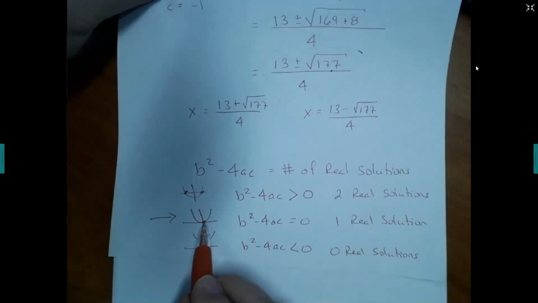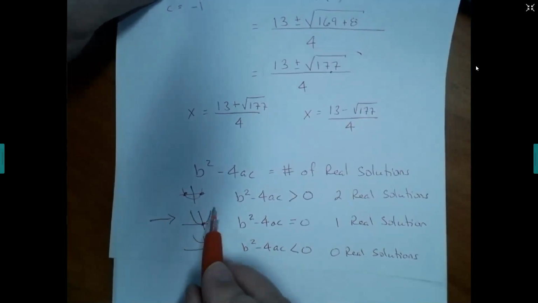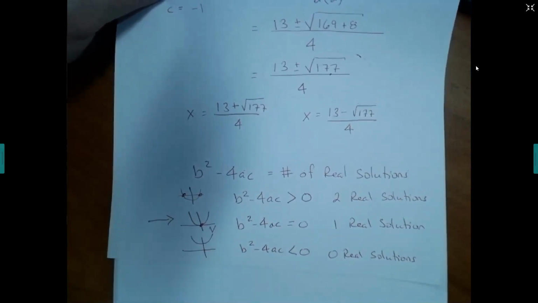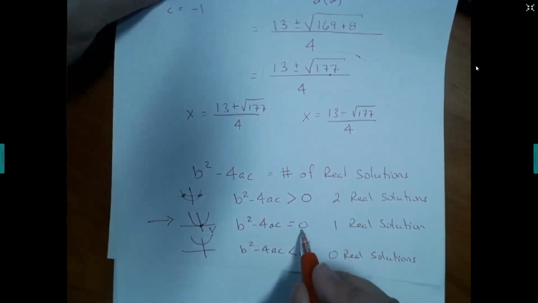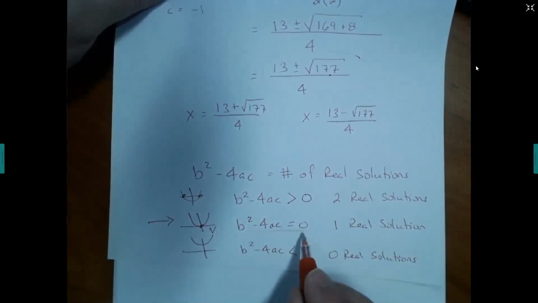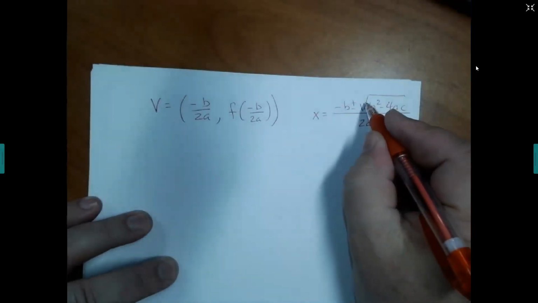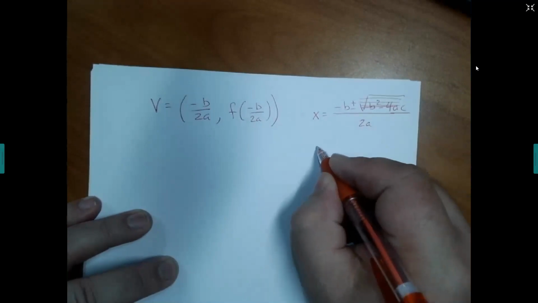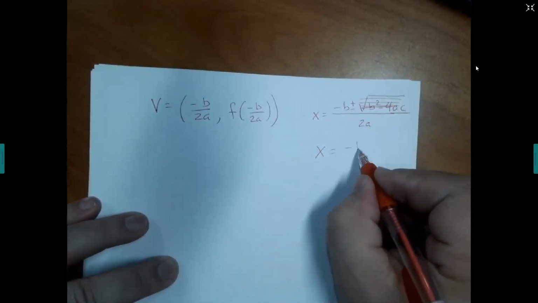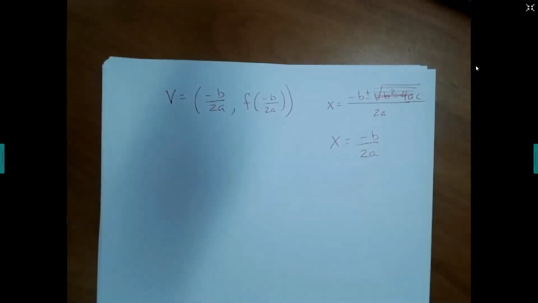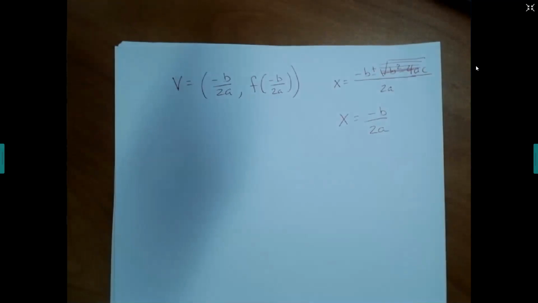It only has one solution. What's that location called, where it touches the graph one time? That's the vertex. That's the lowest point. The lowest point touches it. It happens when the inside of the radical is 0. So if inside the radical equals 0, what are we left with? So that's where the equation came from to find the vertex. It came from the quadratic equation.